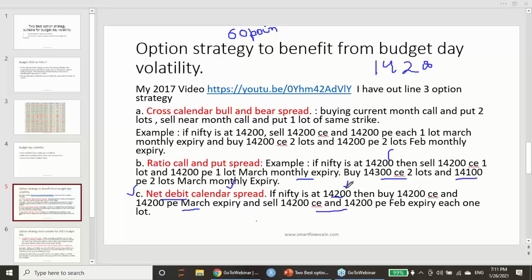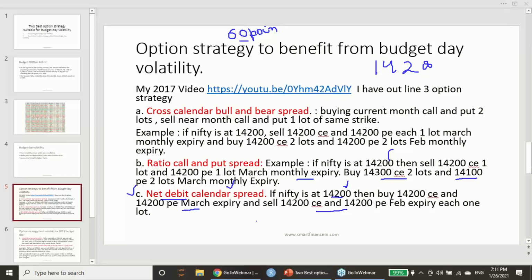Then you must ask me, why is this 60? Why not 100? Why not 150? Why not 20? Why are you sticking to 60? It has a bigger technical meaning behind it.